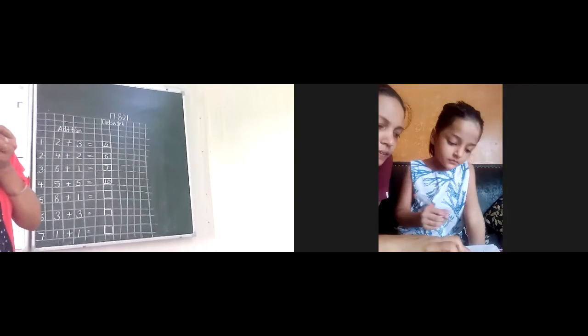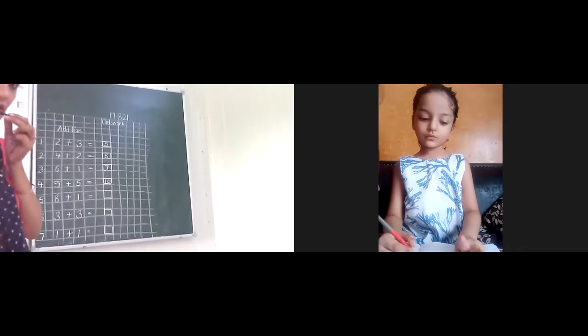Next is 8 plus 1. I want Rachit Kumar to unmute and tell me the answer. Now open eight fingers and then one more, and count all the fingers together. Eight plus one is equal to nine. Yes, very good. So we'll write nine in the box.